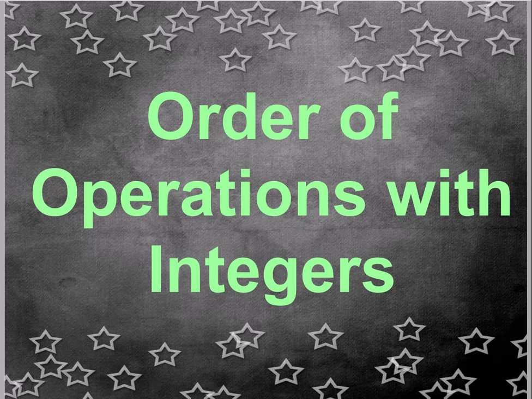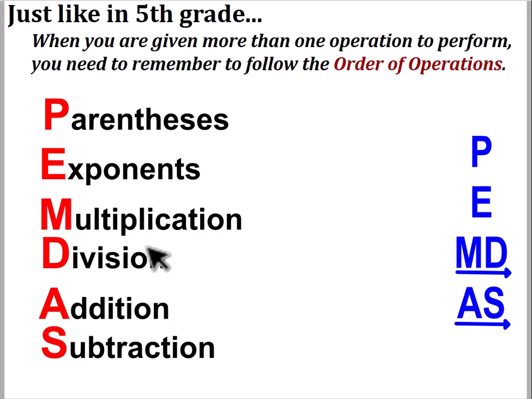So now that we've learned how to combine integers and multiply and divide those positive and negative numbers, we're going to throw them all together, mix it in by using order of operations. Just like in 5th grade, when you are given more than one operation to perform, we have to remember to follow the order of operations.